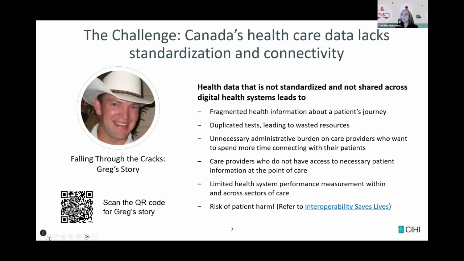So the challenge is that Canada's healthcare data does lack standardization and connectivity. And because the standardized health information is not easily shared across the digital health system, it can lead to fragmented health information about a patient's journey. It creates duplicated tests, leading to wasted resources. It creates unnecessary administrative burden on care providers who want to spend more time connecting with their patients.